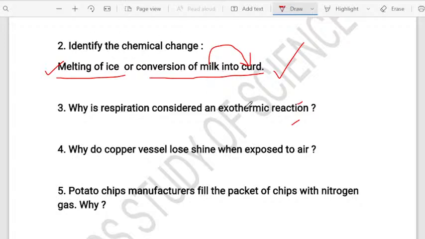So respiration is an example of an exothermic reaction. What happens in respiration? So in respiration, breakdown of glucose takes place in the presence of oxygen. So glucose breaks down in the presence of oxygen.